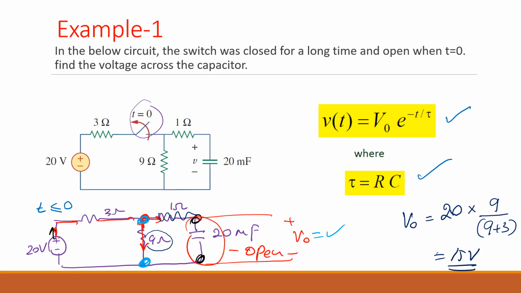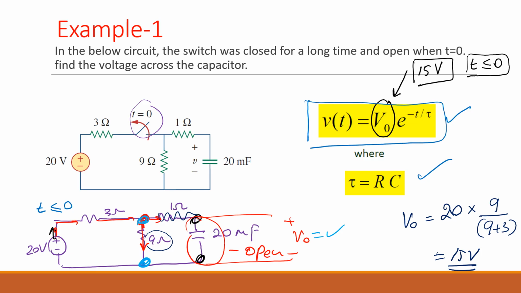Anyone have any question? Okay, so what did we find in this equation? We found the value for V0, which is equal to 15 volts, and we found it considering the circuit where the time is less than or equal to 0. Are we good? Any question? No questions? Okay, now the next one is for us to find this part. So in this equation, we are finding something for this equation. That's what we need to do because we need to find the voltage across the capacitor for any time t.